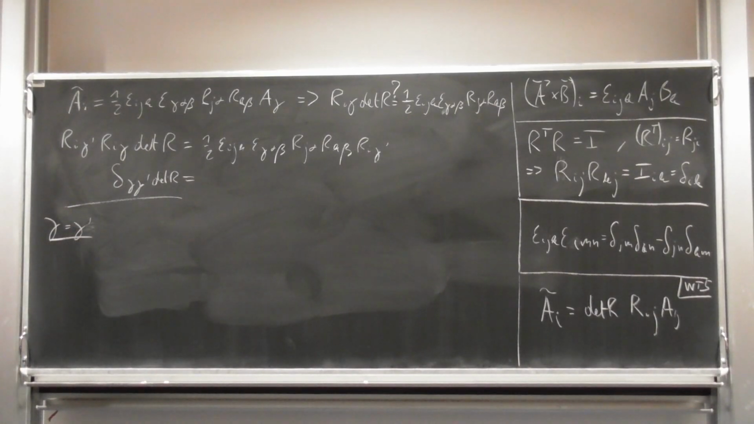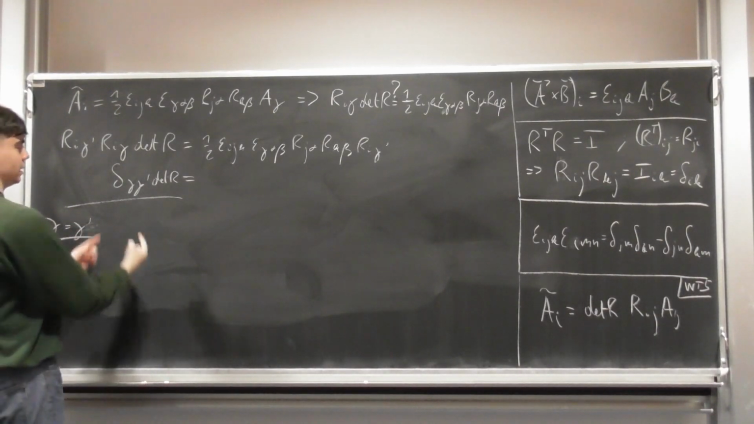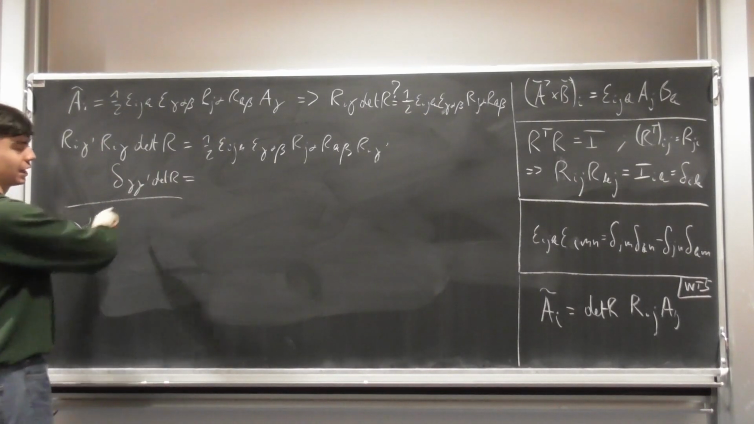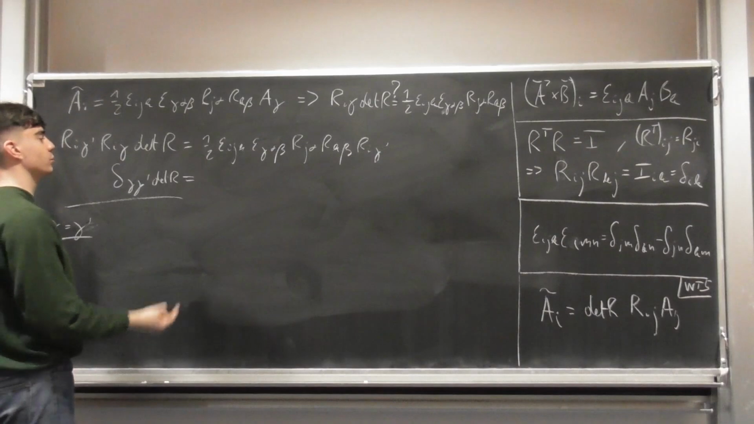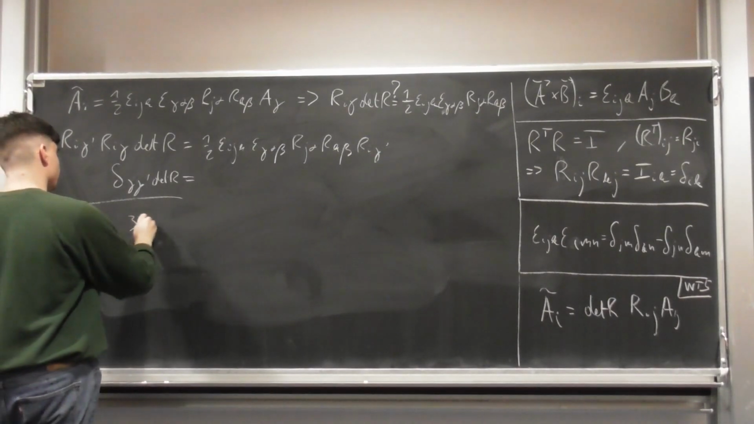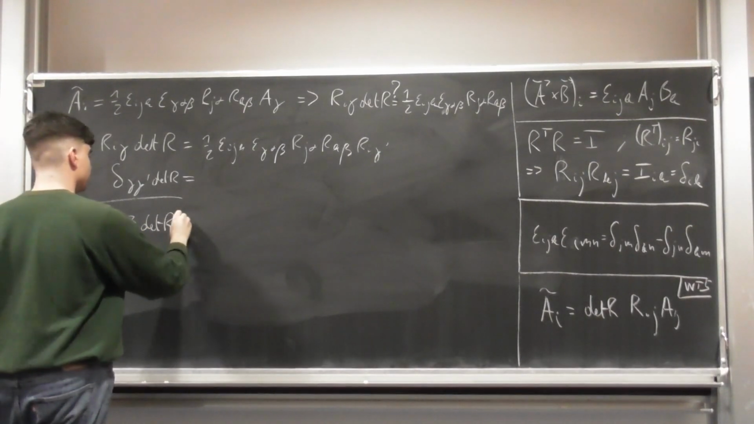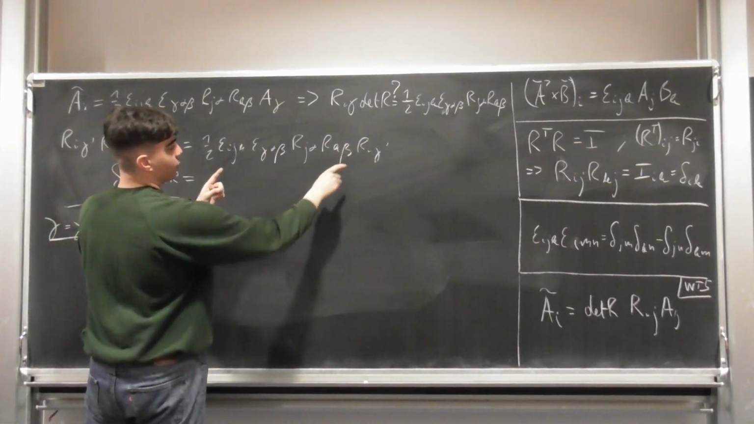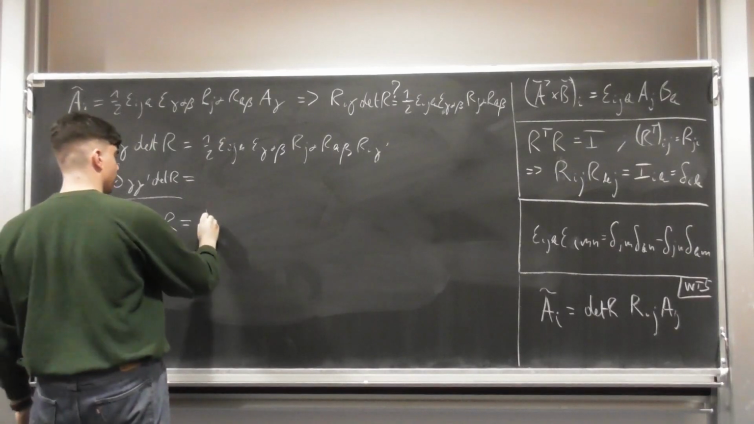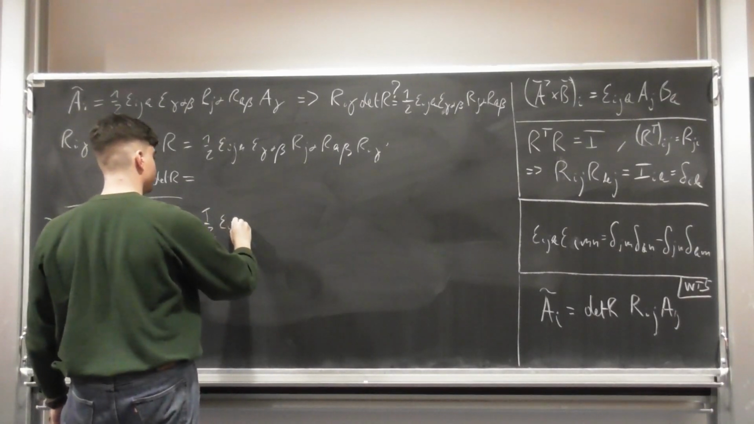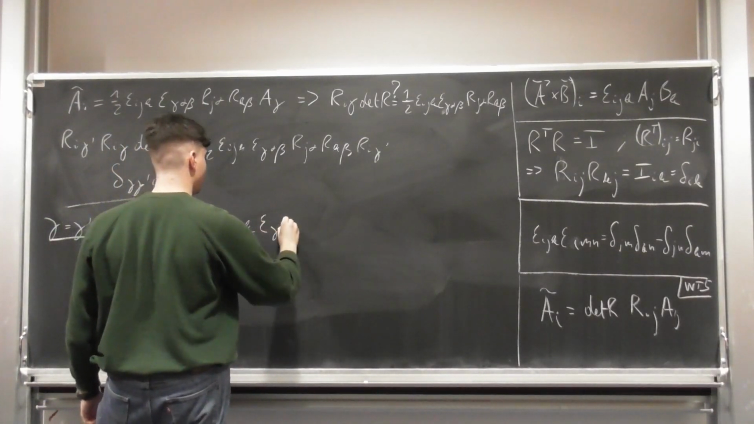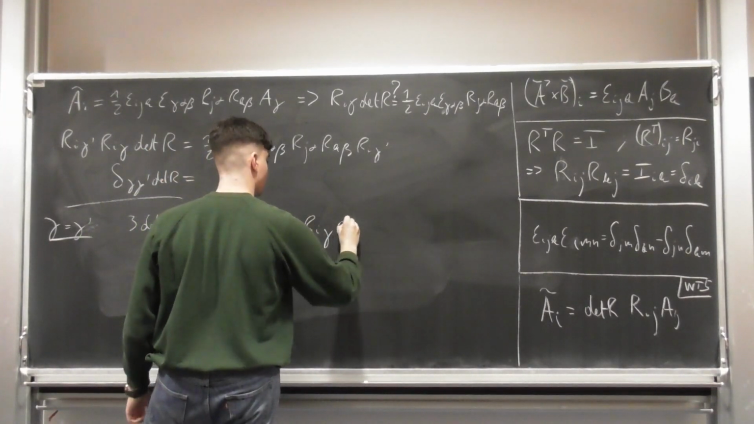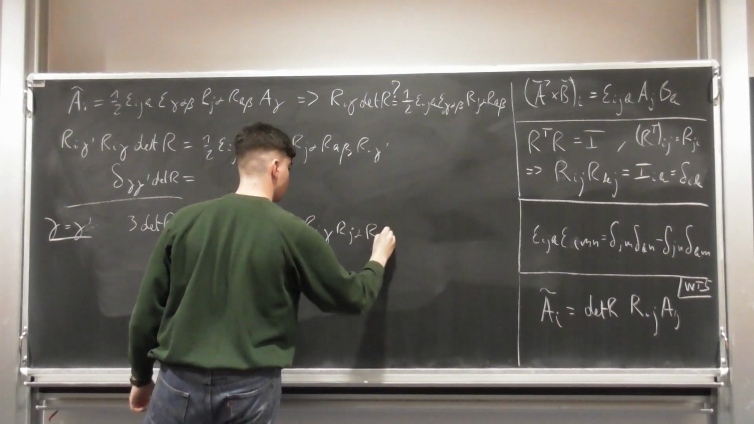The first case, okay. Well, if gamma is equal to gamma prime, then this side turns into delta gamma gamma, but as I discussed in the last video, that's not equal to 1, that's equal to 3. So 3 determinant of R is equal to the right-hand side where we're saying gamma is equal to gamma prime. So a half epsilon ijk epsilon gamma alpha beta Ri gamma Rj alpha Rk beta.